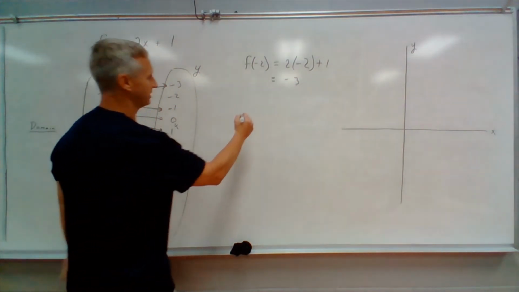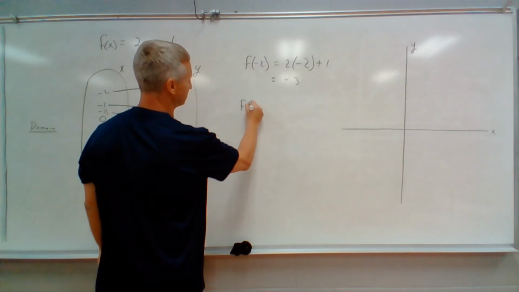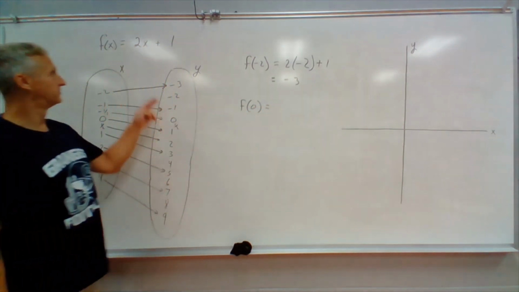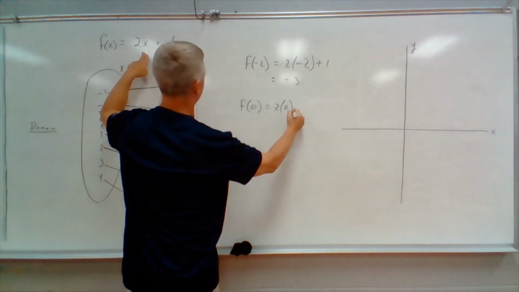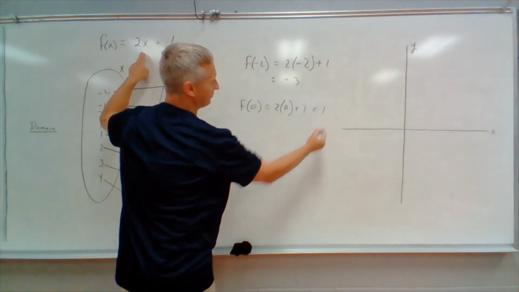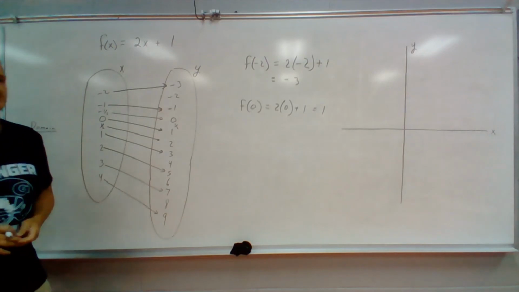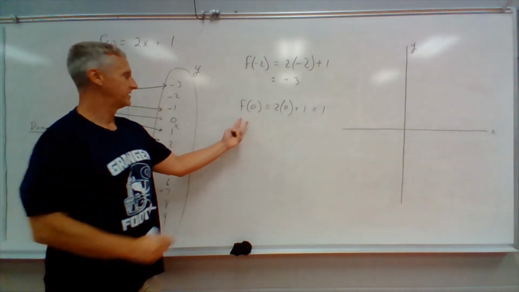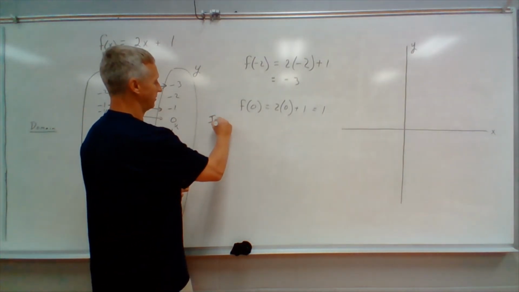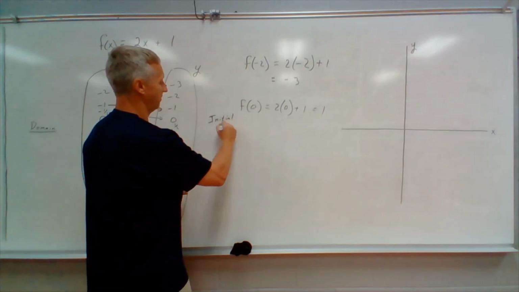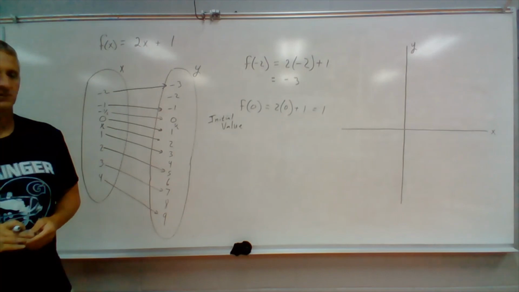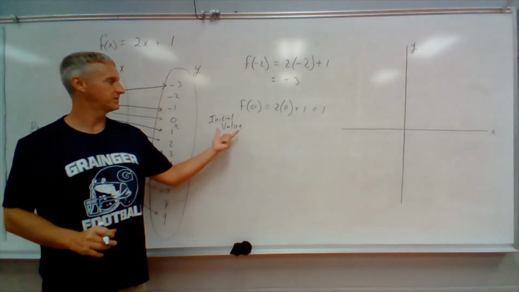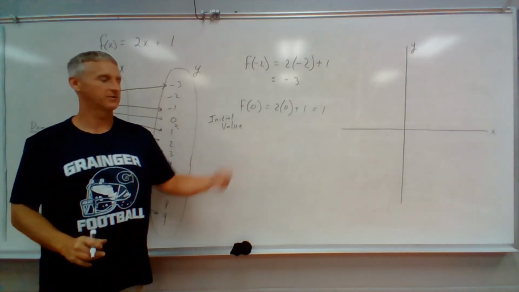Okay. Another example, f of 0 means plug 0 into the equation, and I get 1. So f of 0 is 1. This is a special value. This is called the initial value of the function. So anytime I ask for initial value, I'm wanting to know f of 0.